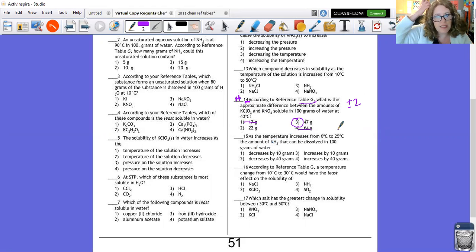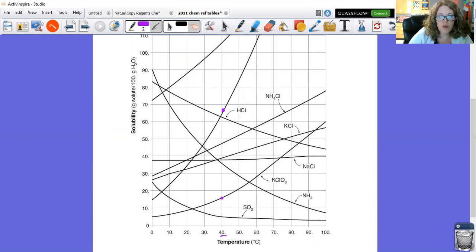All right, so question 15. As the temperature goes from 0 to 25 degrees, the amount of NH3 that can be dissolved in 100 grams of water. So going back to my reference tables, between 0 and about 25, which would be right about here, and I'm looking at ammonia. I want to see what happens to my concentration of ammonia. It starts over here at 90, and at 25, it goes to about here. So concentration is going down, so concentration is going to decrease.